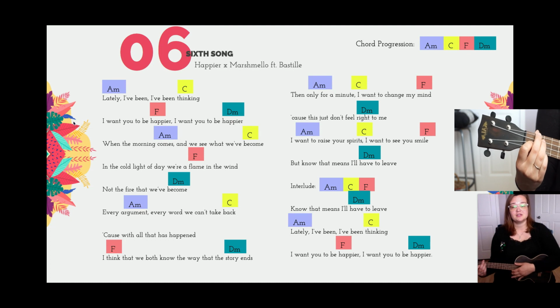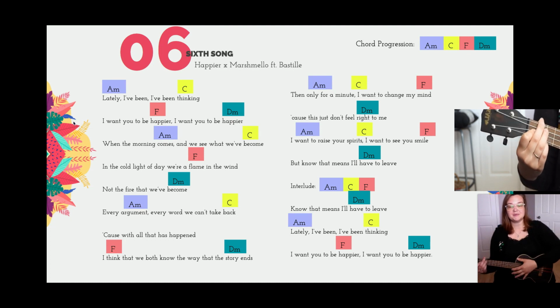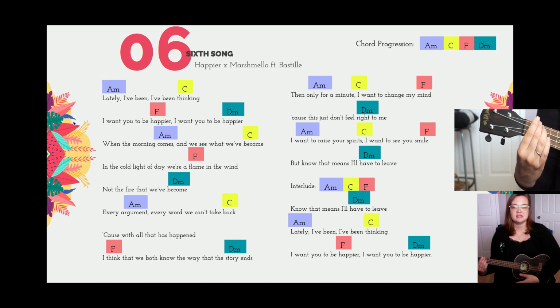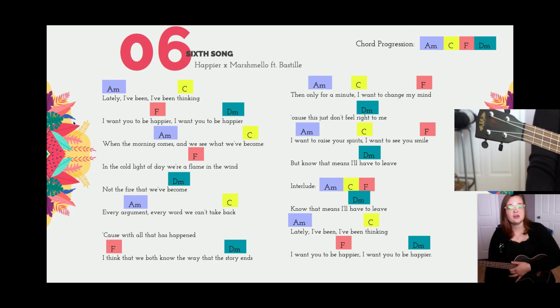The other thing that you can do here, if you don't want to do the taps, is half note strums. When the morning comes and we see what we become, in the cold light of day we're a flame in the wind, not the fire that we become. So when he goes into this section here, it is a half note pulse.